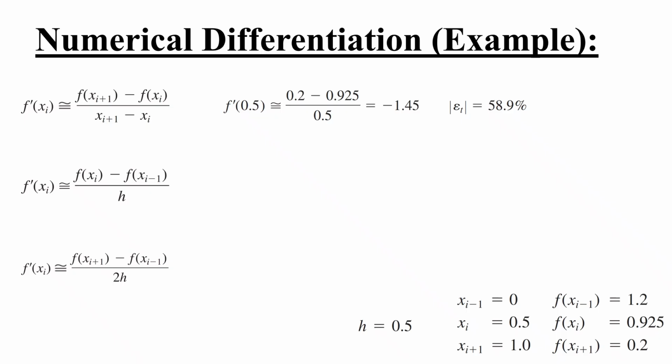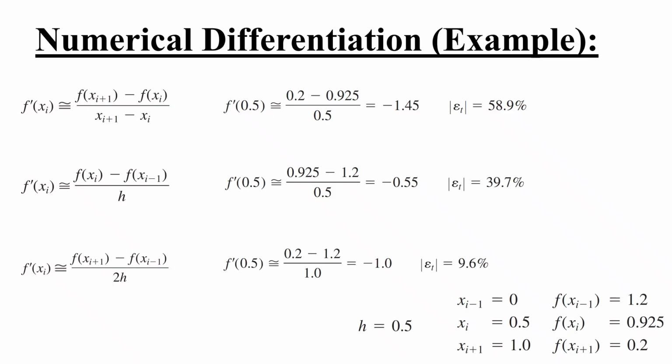When we do that, we come up with the solutions for forward, then backward. Look here: for forward we have 58.9% percentage relative error. Similarly, backward is a bit better than forward, at 39.7%. But central, look here, is 9.6%, much better than both of them. So it is numerically verified that we have a much better solution using the central difference formula.